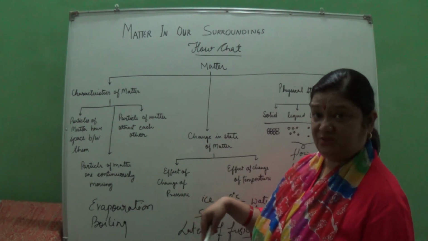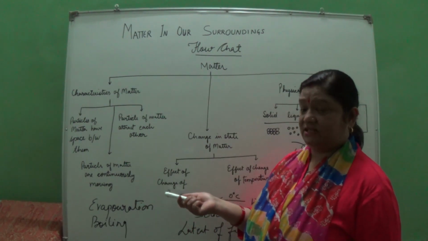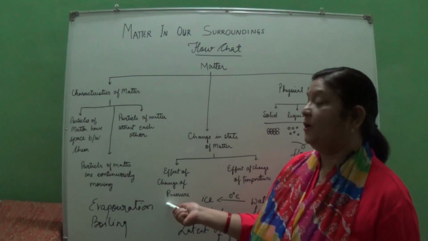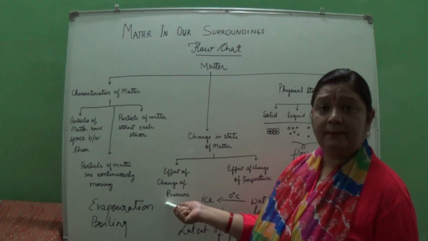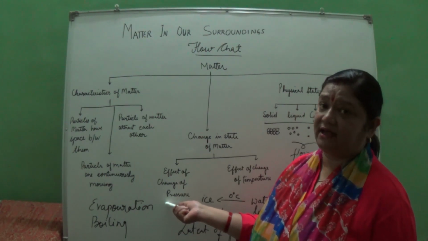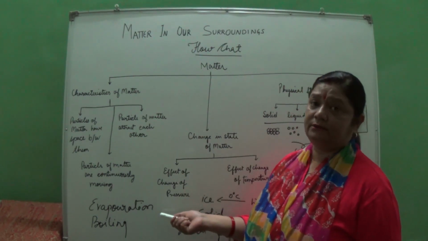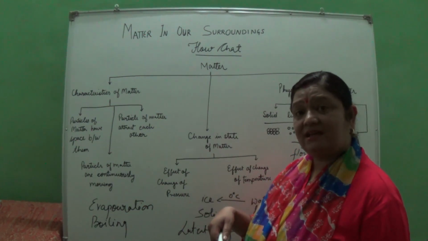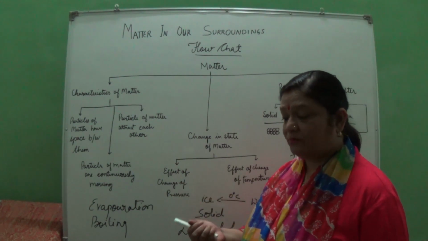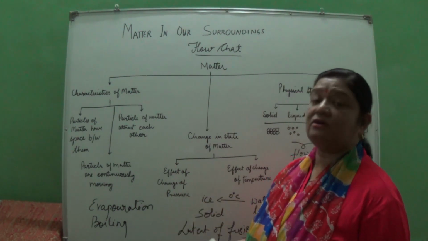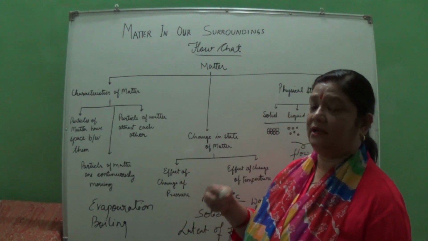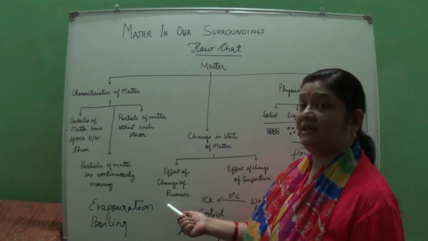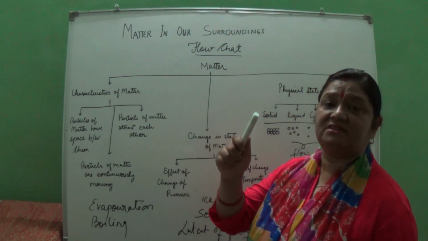Here the liquid is being changed to what? The gaseous form. Evaporation is a surface phenomenon. Actually what happens at the surface, the kinetic energy of the molecules of the liquid increases. How does it increase? It takes the energy from the rest of the liquid, or it takes the energy from the surroundings, and as a result its energy increases, and here the liquid changes into what?